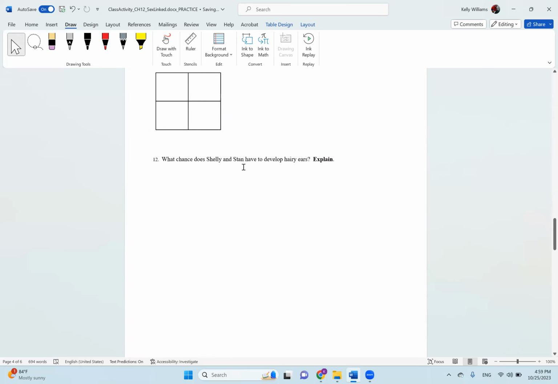And then the last one: does Shelly and Stan have a chance to develop hairy ears? Remember, this is our Y-linked trait. Okay.